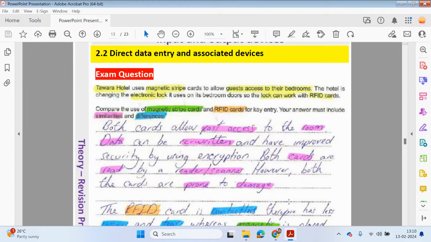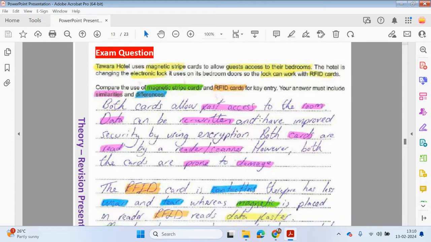And then we have some more questions here. Tawara Hotel uses magnetic stripe cards to allow guests to access their bedrooms. The hotel is changing the electronic lock it uses on its bedroom door so the lock can work with RFID cards. Compare the use of magnetic strip cards and RFID cards for key entry. Your answer must include similarities and differences. So, what is the same? Both cards allow fast access to a room, data can be rewritten, and have improved security by using encryption. Both cards are read by a reader or scanner.